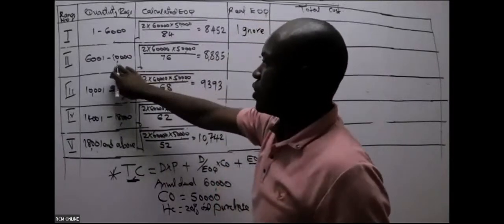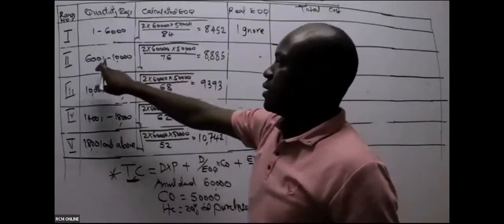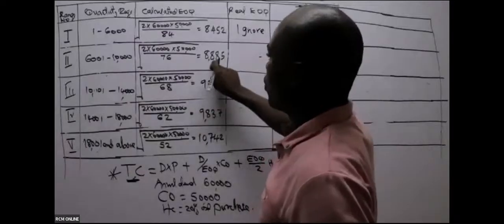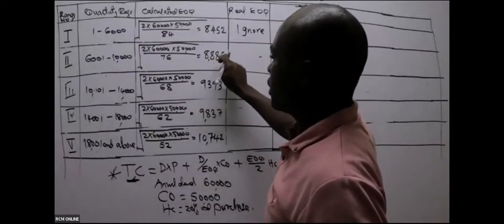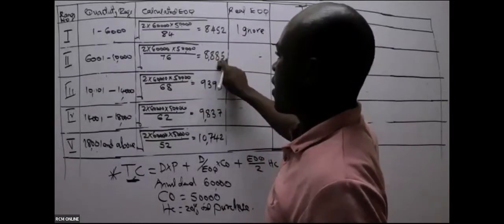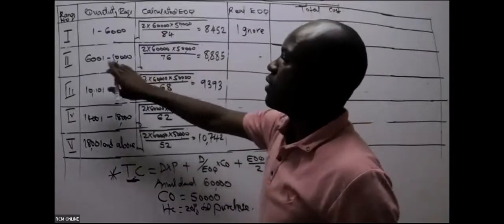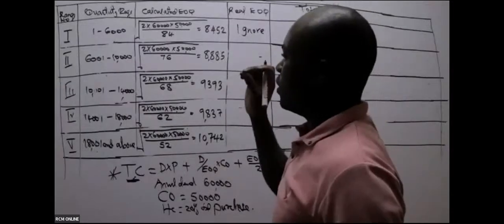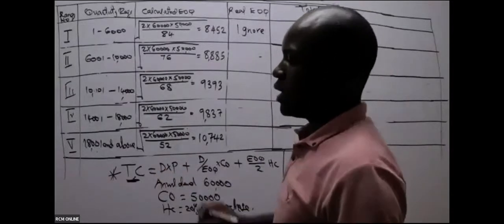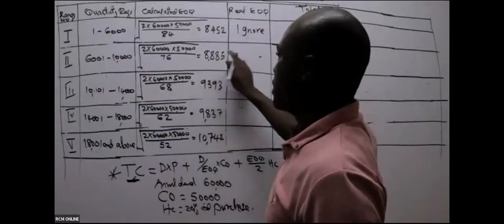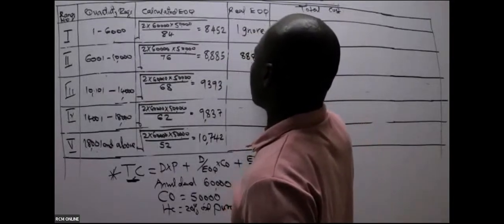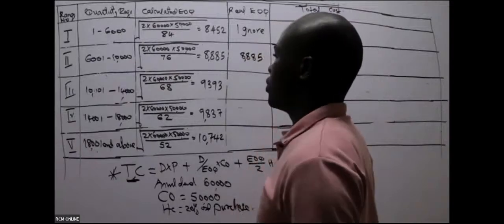When I come to number 2, you must order at least 6,001 to get a discount. Our economic order quantity is 8,885. If I look at this figure and the range given here, it is falling within the range. So if it is falling within the range, I will not risk it. I'll just go for the calculated economic order quantity as my real economic order quantity.